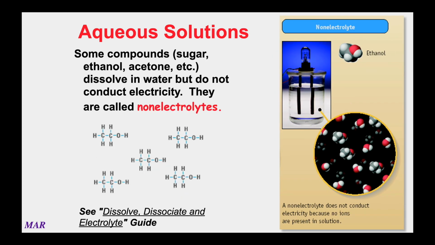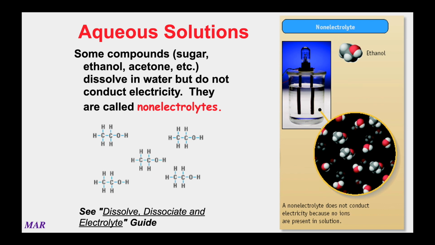There are also solutions that don't conduct electricity at all. These are examples of compounds that do dissolve in water, but they don't dissociate. So let's make that clear right now. This compound right here is ethanol, and ethanol is essentially drinking alcohol. And ethanol, when it's placed in water, they dissolve, all right? So you only see one component. However, ethanol does not dissociate into the ions.